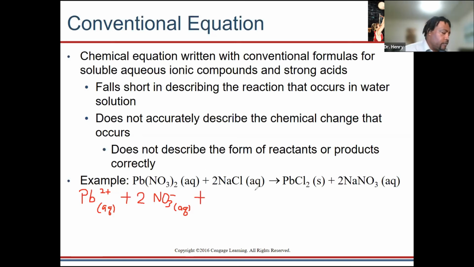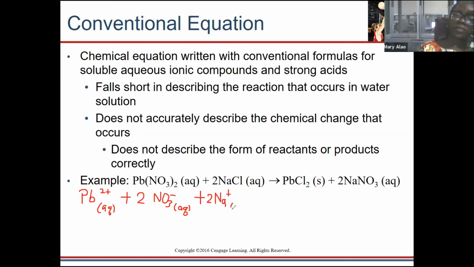Okay, what about sodium chloride? Is that going to dissociate? Yeah. Okay, what am I going to get? 2 Na plus. And you don't want to forget our aqueous. And 2 Cl minus.